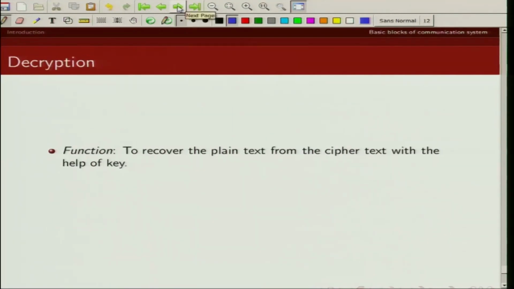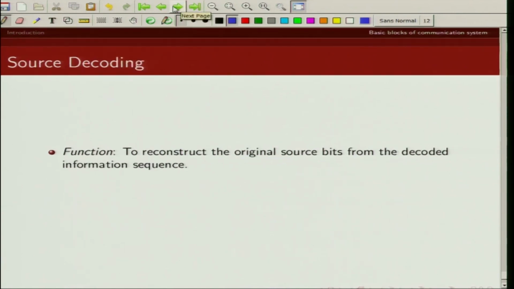So decryption is the opposite action of encryption. Once you get this ciphertext, you want to get back your original text. That is the objective of decryption. So you want to recover the plain text from the ciphertext with the help of some key. That's basically your decryption. And finally, source decoding.